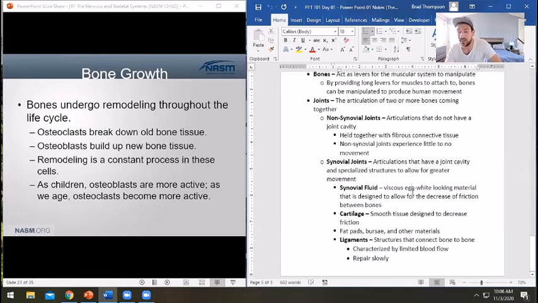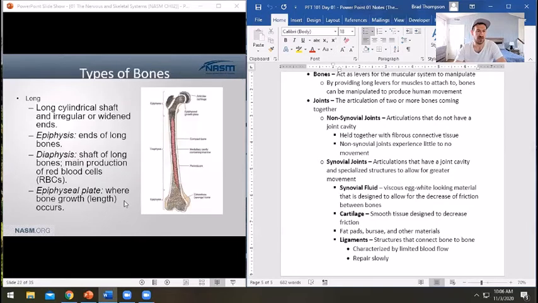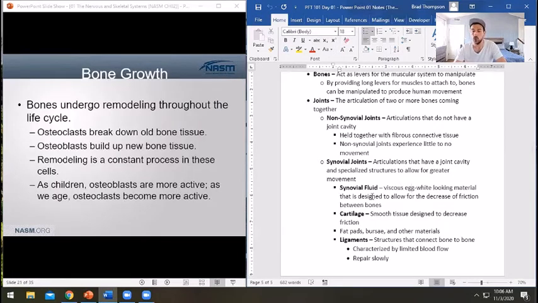Then we've got, like I said, your synovial joints, right? And synovial joints are your fully movable joints. These are joints that you are designed to be able to actually move things around.